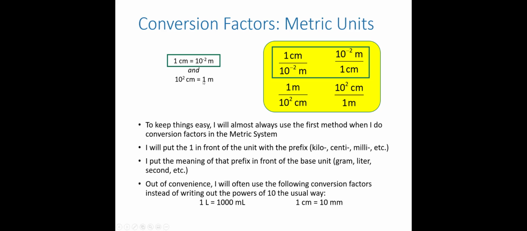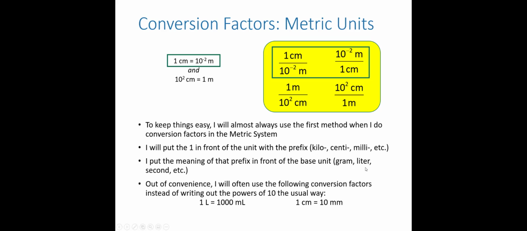All of those would work too. The book sometimes uses both of these, although they don't usually like to use powers of 10 to the same extent that I do. So I'm going to prefer to write it out like this, and I'm going to just stay consistent with that throughout. So, in summary, I put a 1 in front of the unit with a prefix, and the meaning of that prefix in front of the base unit.